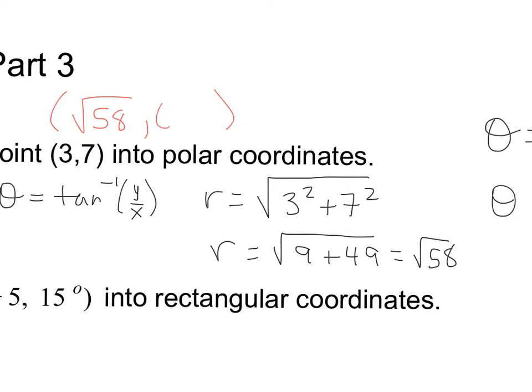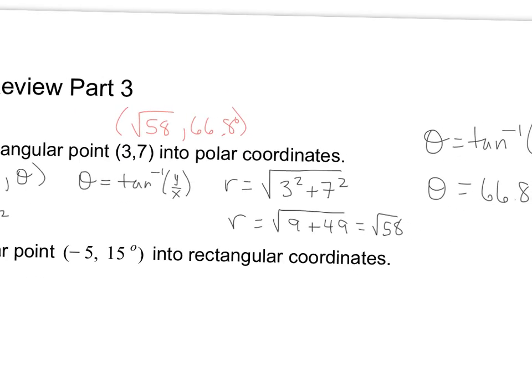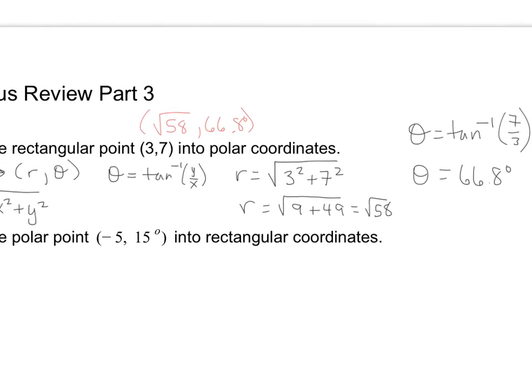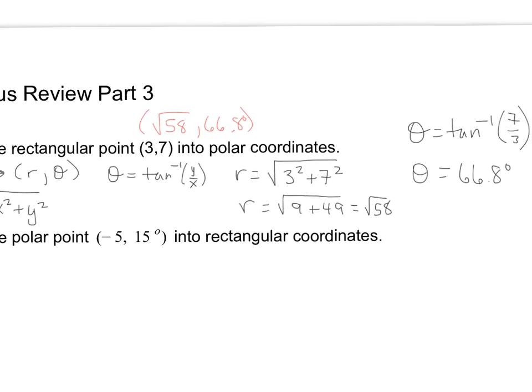So this point would be 66.8 degrees. So the point 3, 7, if we kind of think about graphing it, and go out square root of 58 units, I'll end at the same point. So whether using the rectangular or the polar, you get to the same point.